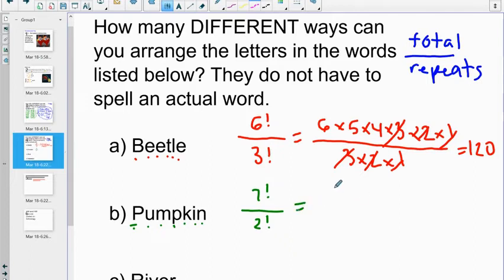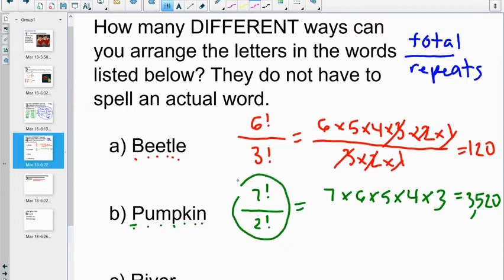So now we have, and again, the little shortcut is 7 minus 2 is 5. So we're going to write down the first 5 numbers of 7 factorial. So it's 7 times 6 times 5 times 4 times 3. Because the 2 and the 1 would cancel out, that equals 2,520 different ways. Oh, that's quite a lot. See, again, now you know why we do this. So we don't have to write all these different ways out.